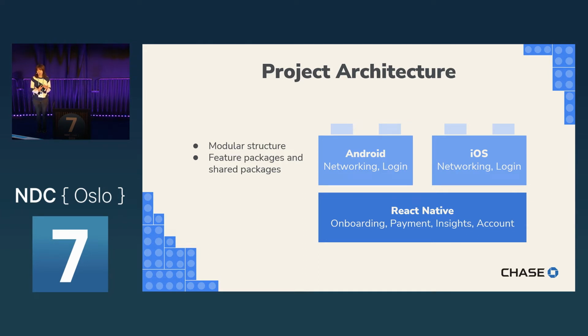First is because we are a bank. We are monitored under lots of regulations, for many reasons like security. For example, the networking, logins, and authentications are done in native. We use a modular structure, and we have feature packages and shared packages. So this is our project architecture from a high-level view of our application.